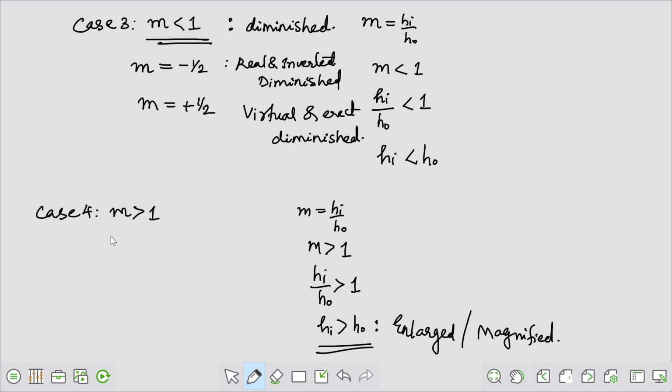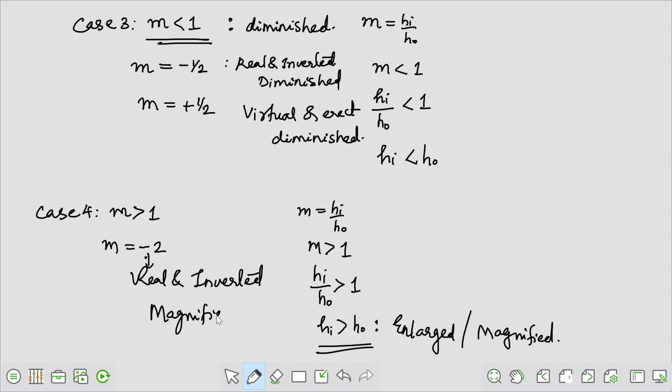Now let's see an example. M is equal to minus 2. What does the sign indicate? Real and inverted, because it is negative. So negative indicates real and inverted. 2 is greater than 1. Don't say minus 2. It is only 2, greater than 1. Minus is only for the nature of the image. When I say the size of the image, you have to take only the number. Don't take minus 2. So 2 is greater than 1, so it is magnified.